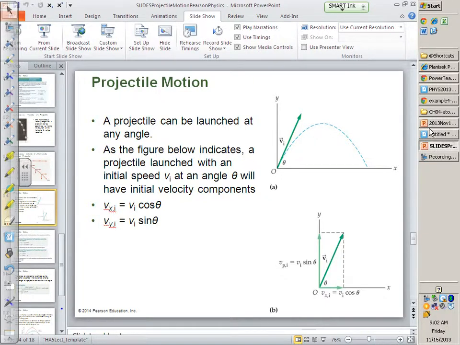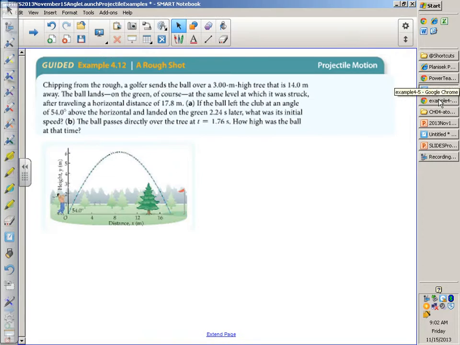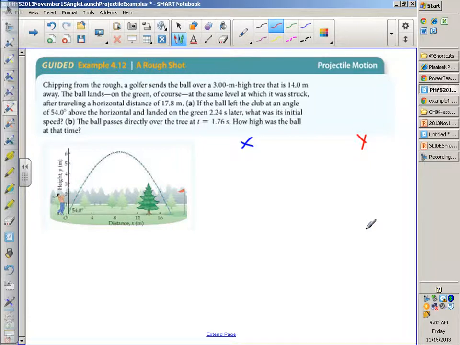But how we handle this problem is no different than what we did before. X column, Y column. And then the things we're looking for: where does it start? Initial positions. Where does it end? Final positions. Initial velocity, final velocity, acceleration, time. Good there for starters.